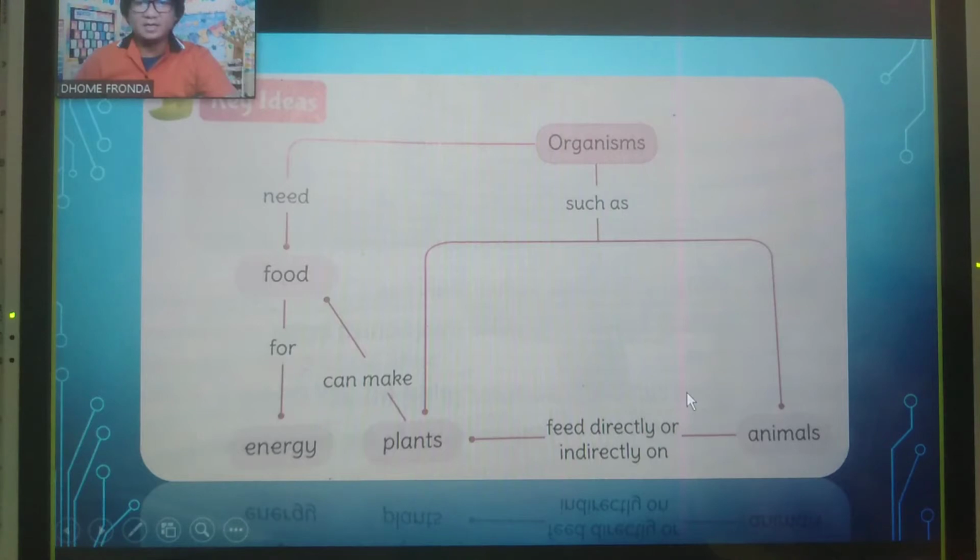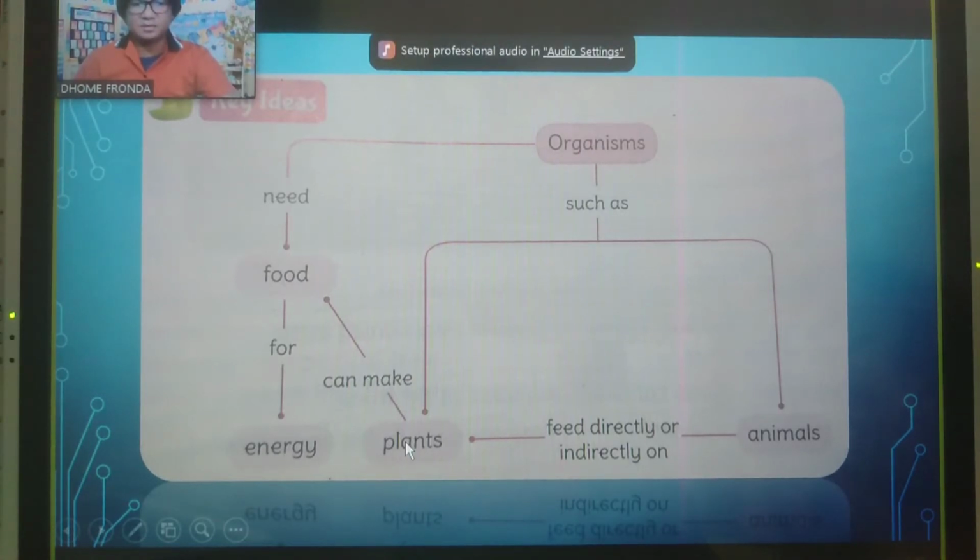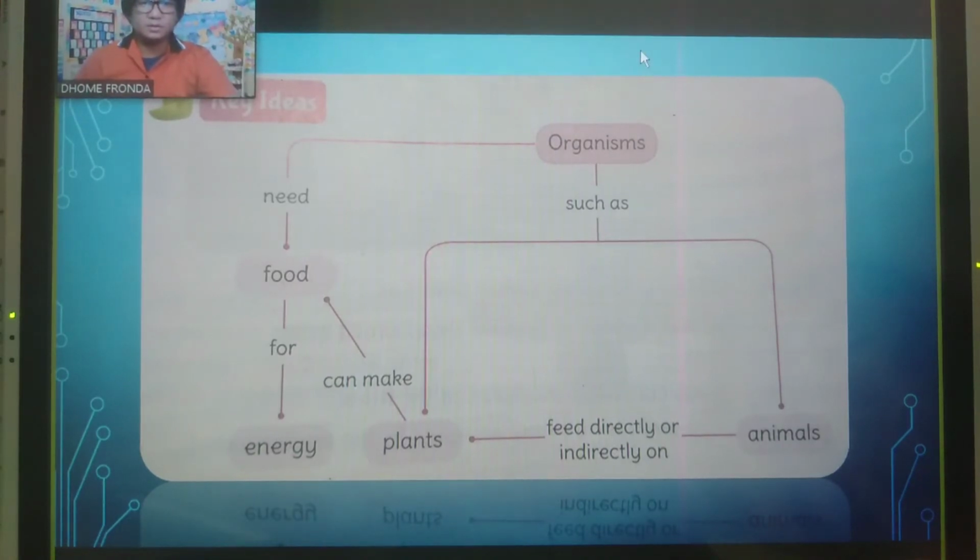The key ideas here. The first one is the organisms, and below here, such as plants and animals. They need, so what are their needs? Food for energy, or they can make their own food like plants. Animals feed directly or indirectly on plants. You can see this one. Okay, we'll see the next page.